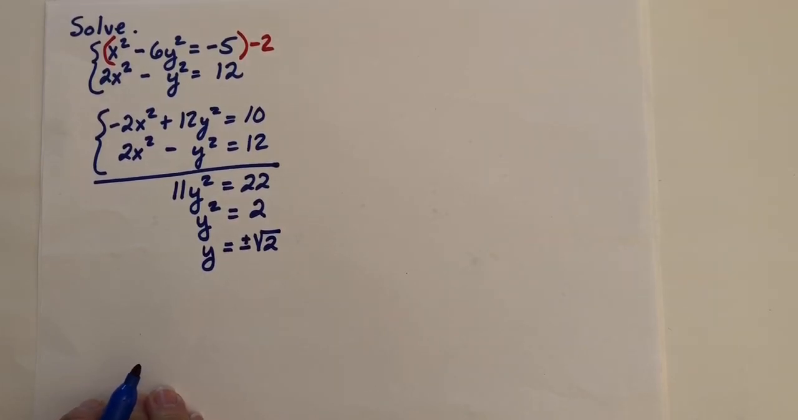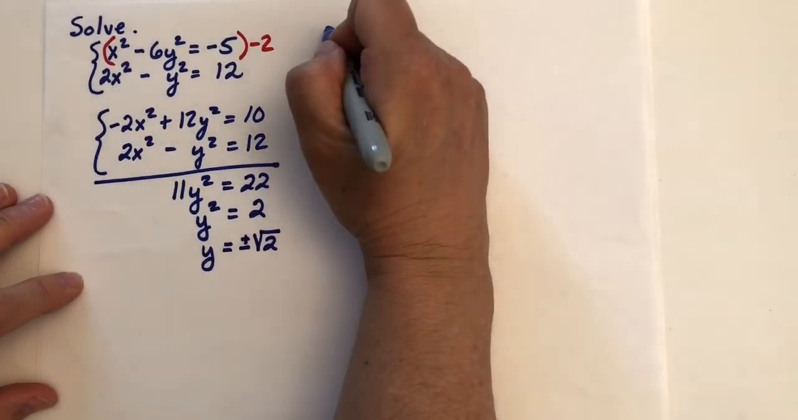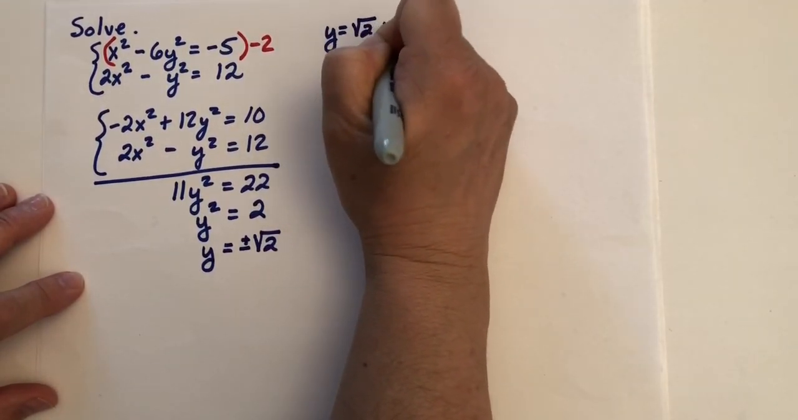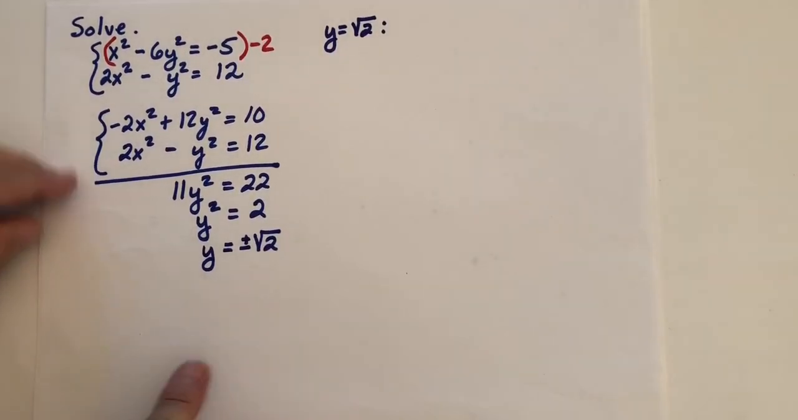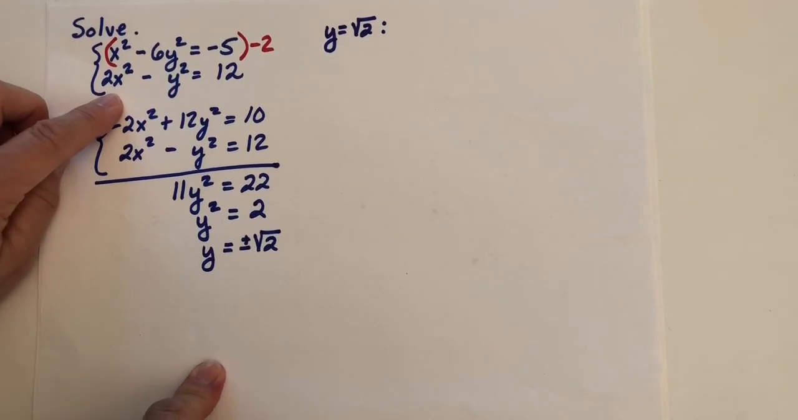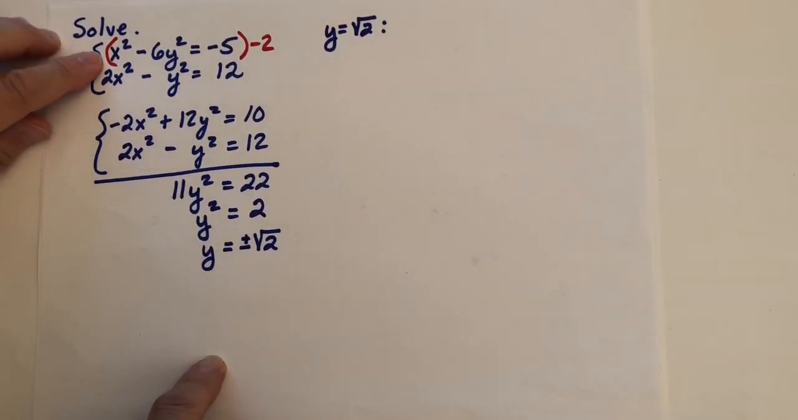So now we need to find the x coordinates that go with each of those y coordinates. So let's start with y equals the positive square root of 2. So I'm solving for x. Notice with respect to x, it's second degree and second degree. So you can choose either one you like to solve for x. So if I'm solving for x, I might as well use this first equation.